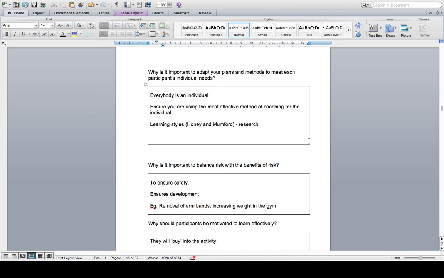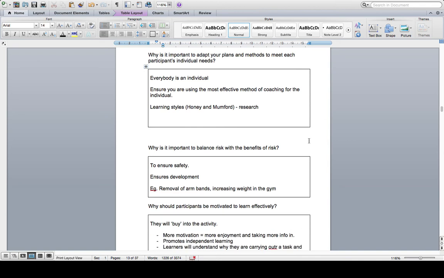So it'd be really good if you went away and researched Honey and Mumford learning styles, okay? And maybe just take a few lines from what you find and put that in your answer as well. That's going to help you have a further understanding of this area, and also maybe give you some points within this task. So moving on from there.